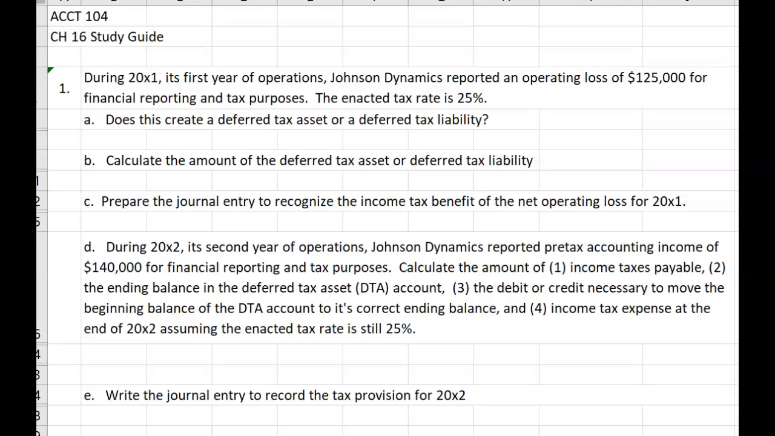I will tell you that referring to illustrations 16-13A and 16-13B in your textbook for guidance will really help you with your calculations on these multiple parts of problem number 1. So pause the video long enough to turn your textbook to those pages. Then answer this question. Does this scenario create a deferred tax asset or a deferred tax liability, and why?